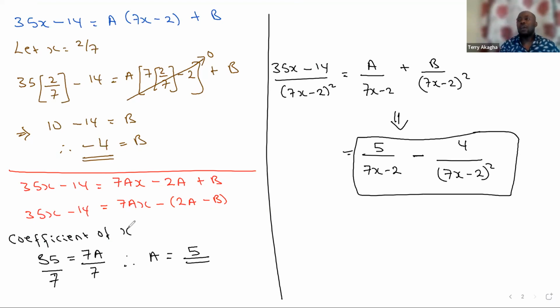Okay. I think that is that. So I'm going to go to the next video where I'm going to solve one more example on this before I go to ax plus b raised to the power 3.